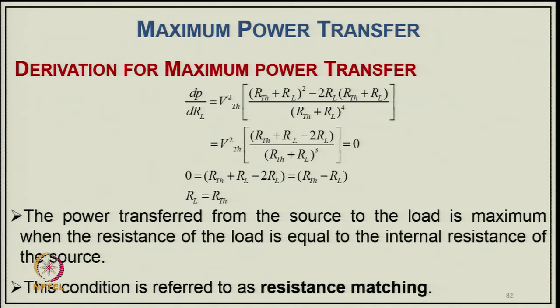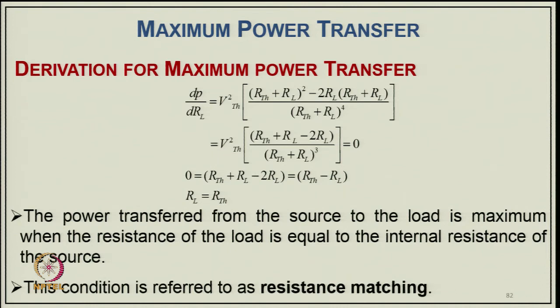So, taking the numerator equal to 0, we get 0 equal to RTH plus RL minus 2 RL, which gives RTH minus RL equal to 0. So, we get RL equal to RTH. This comes from solving for maximum power, taking a derivative of the power with respect to RL, because RL is the only variable we can think about.